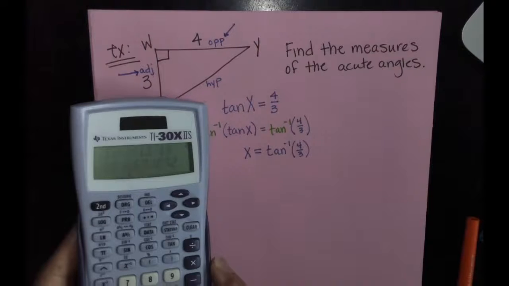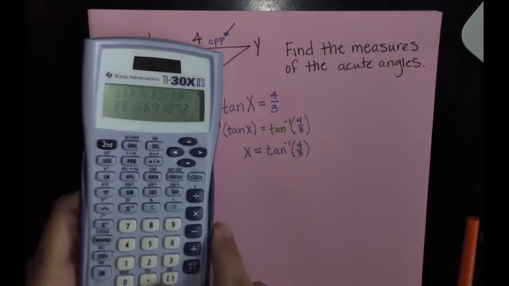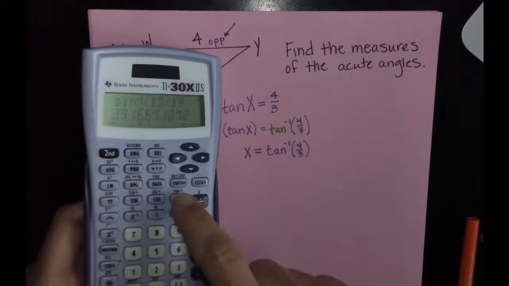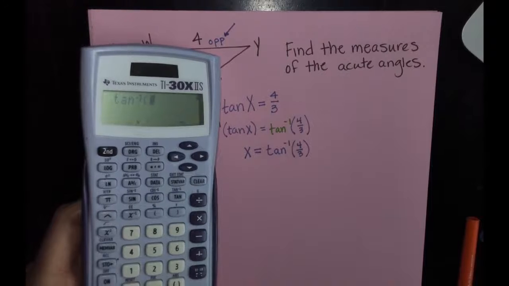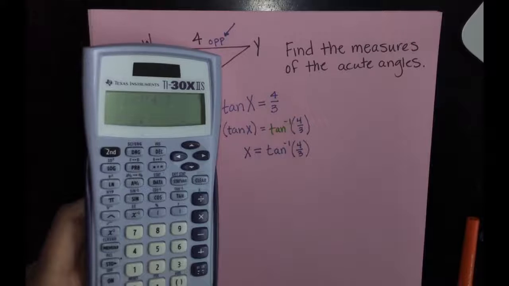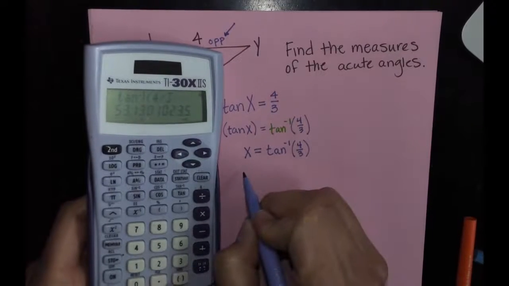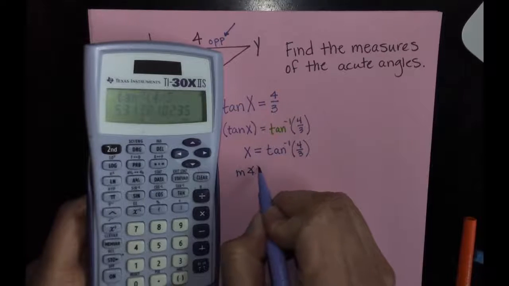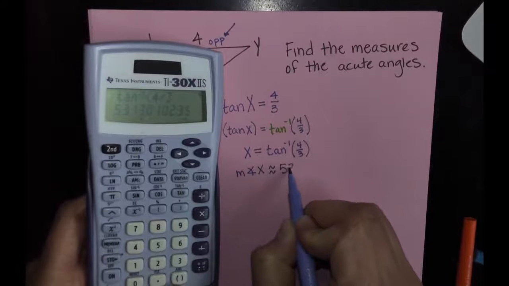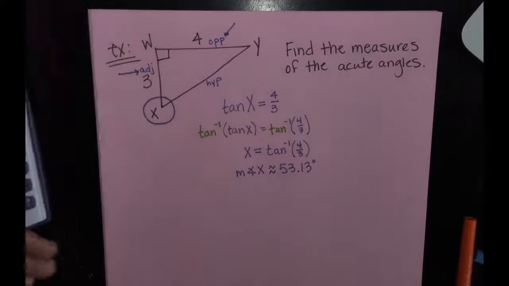And this time, because we're undoing tangent, we have to make sure that we go to, wow, it is dark, second tangent, and we do our 4/3, enter. And we find out that the measure of angle X is approximately 53.13 degrees.